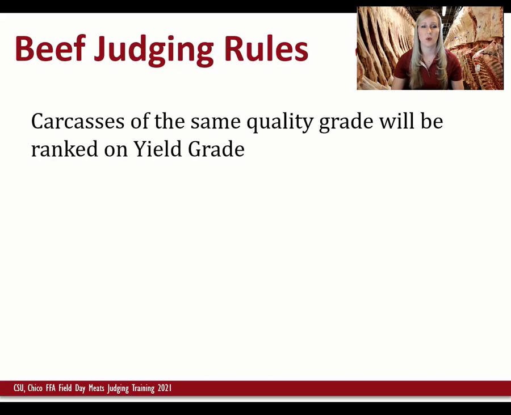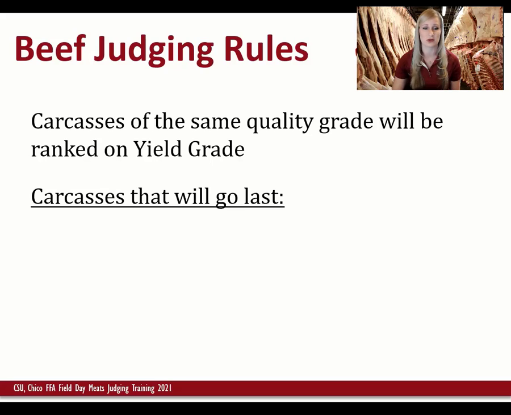Carcasses of the same quality grade will always rank on yield grade. So if you find carcasses that are both in the low choice grade, it doesn't matter the difference between their marbling score, those carcasses will then be ranked on their final yield grade. In a carcass class, usually there is some sort of logic where it's put together that there is a carcass that goes last, and some carcasses really jump out and they go last in a hurry.